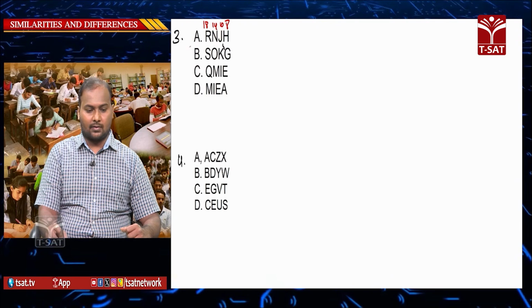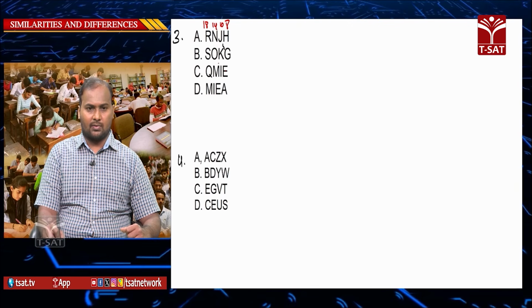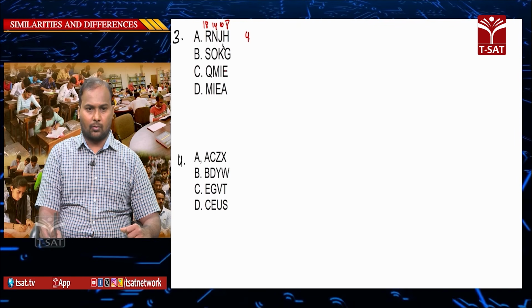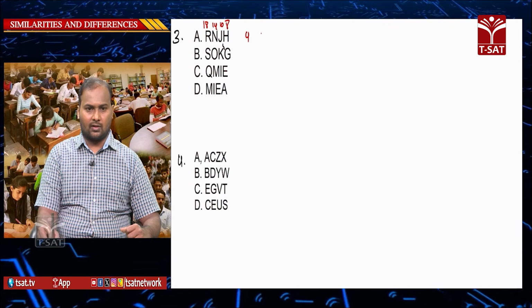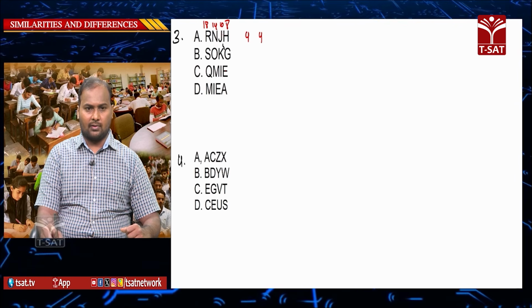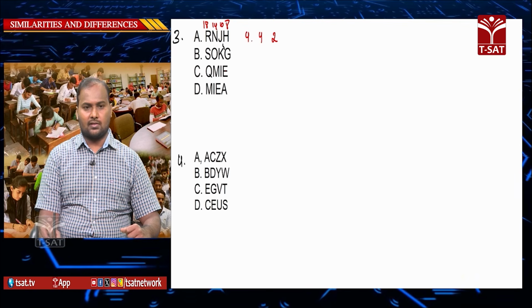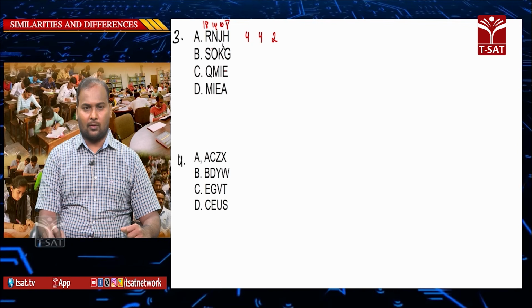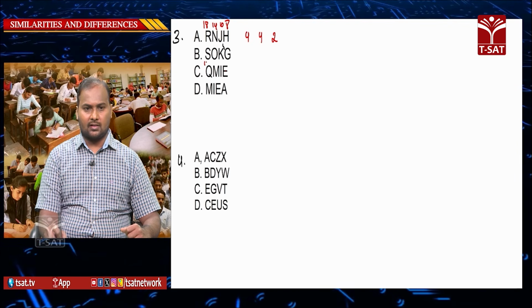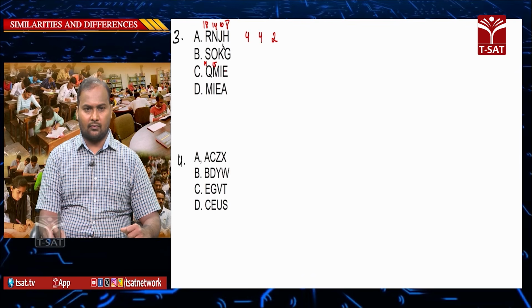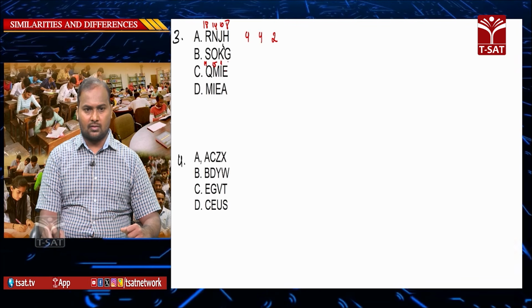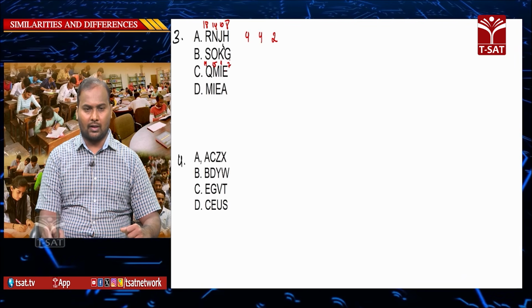What is the difference I can see between R and N? The difference between R and N is 4. In the same way, N and J is also 4. But the difference between J and H is only 2. Right? So the difference is 4, 4, 2. Now come to option B. What is S? S is 19. O becomes 15, K 11, G 7. So this all we know in coding and decoding.